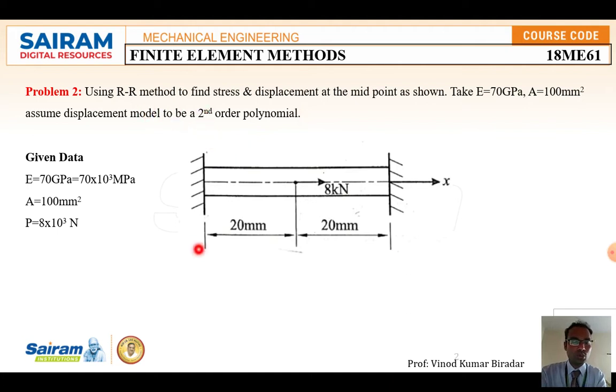I already told in the introduction class, if you want to solve the Rayleigh method problem, you have to remember the 6 formulas. So what is the formula for a bar subjected to an axial load? For the strain energy and work potential, you have to remember those formulas, then apply the procedure, then you are going to get the answer, that is stress and displacement.